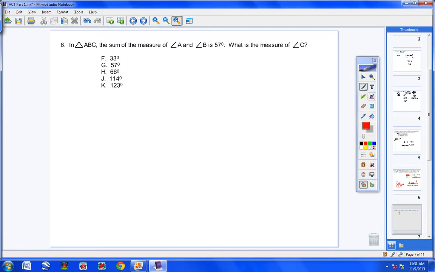Now, I think it's always very helpful to get a quick picture. Now, that's just me. I know you've got 60 minutes for 60 problems, but still, I think it's helpful sometimes to quickly do this. It says the sum of A and B is 57. So if you add these two angles together, they're 57 together. I don't know if one of them's 30 and one of them's 27 or one of them's 40 and one of them's 17, whatever. But both of these angles added together is 57.